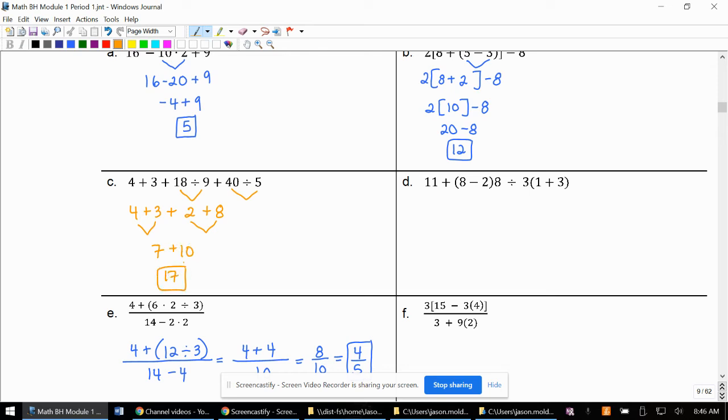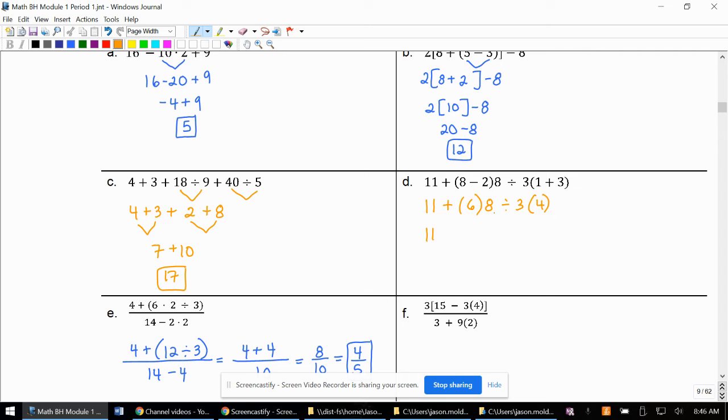Or you can do it all at once in a simple step like this, or you could do it from left to right. Next one, letter D, 11 plus, inside the parentheses, 8 minus 2 is 6. And inside the parentheses, 1 plus 3 is 4. All right, now we're going to multiply and divide from left to right.